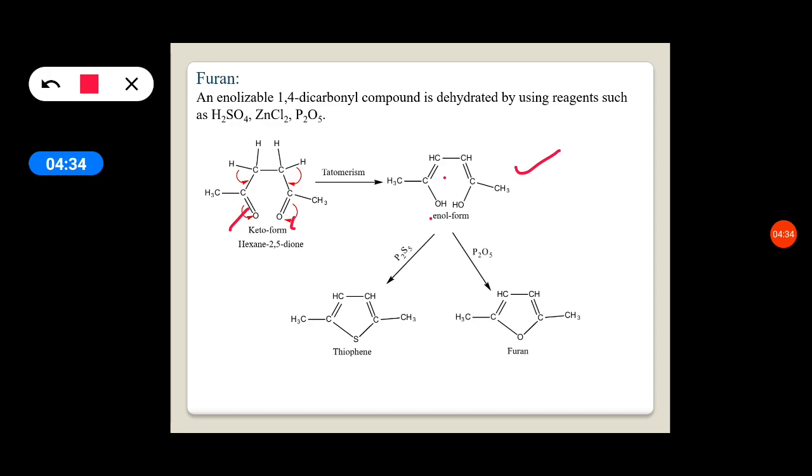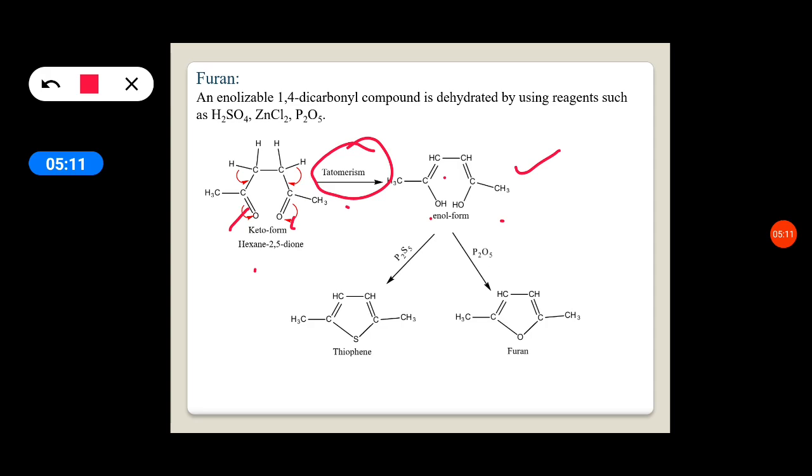This is a special type of isomerization and that is called tautomerization. The process here is keto-enol tautomerism. Keto form is converted into enol form. This special isomerism is called tautomerism. So this is called keto-enol tautomerism. So hexane-2,5-dione undergoes tautomerization to form the enol form.